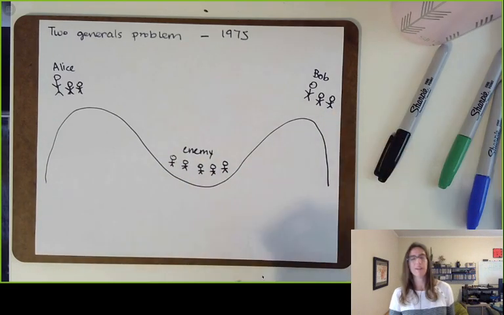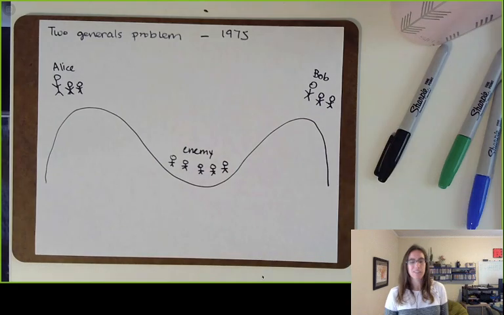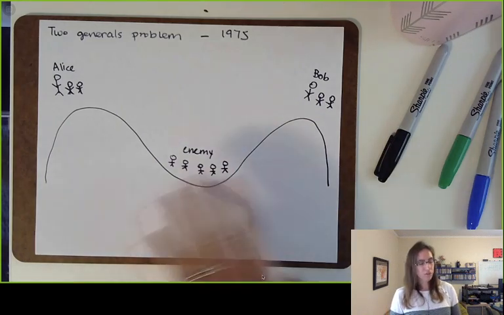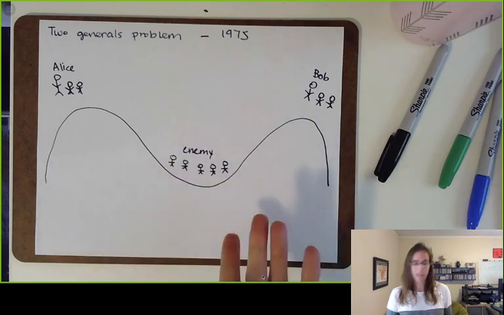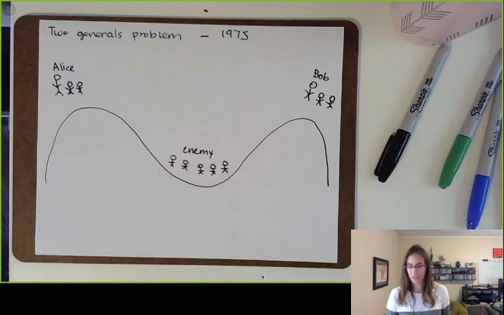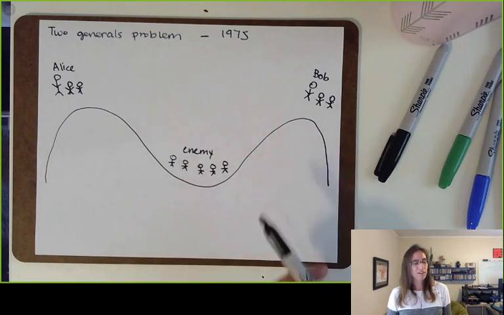So Alice and Bob know that neither one of them on their own is strong enough to attack the enemy. But if they work together, they outnumber the enemy. So they'd like to both attack the enemy at the same time. The only problem is they're too far away to communicate that.